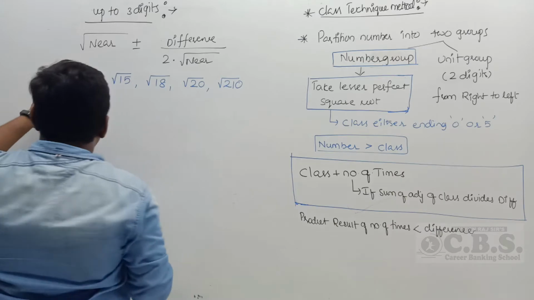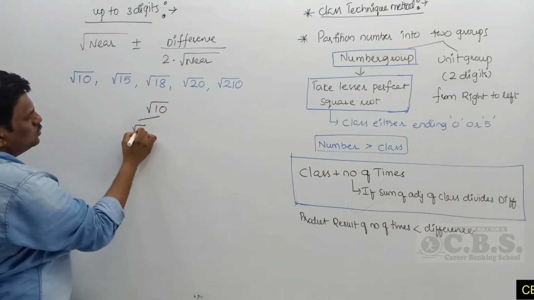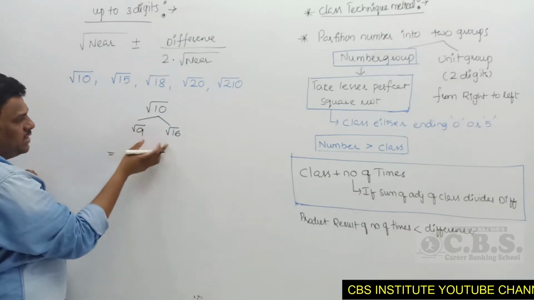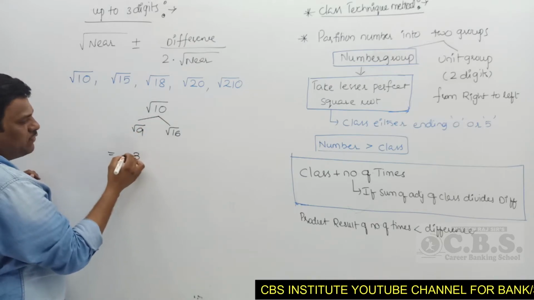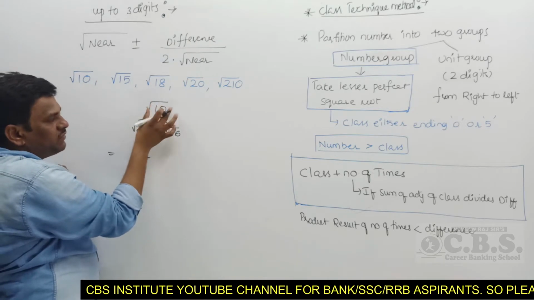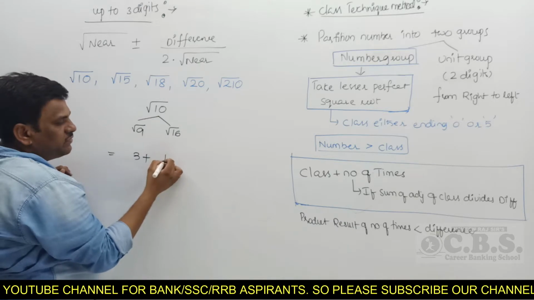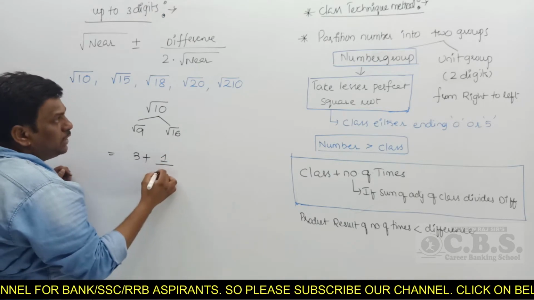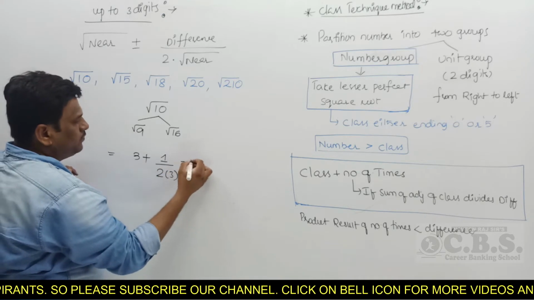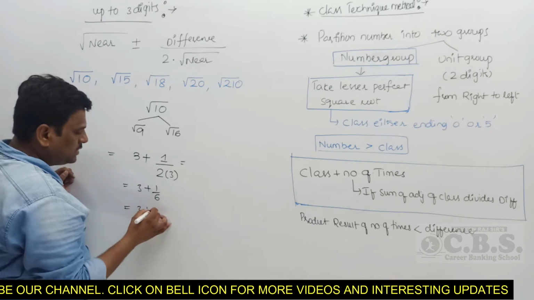First, an example with root 10. Root 10 is near to root 9 on one side and root 16 on the other. Root 9 is very near, so I take root 9. What is the value of root 9? 3. And find the difference. Difference is always found from the given number. So 10 minus 9, what is the difference? Plus 1. And 2 into root near. What is the near? It is 3. So what is the answer? 3 plus 1 by 6 gives you 3.16.